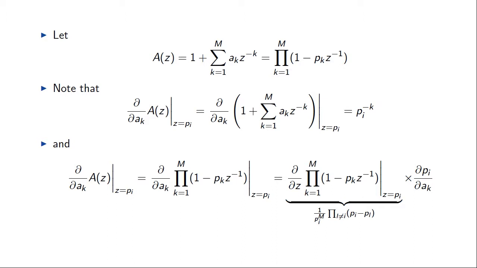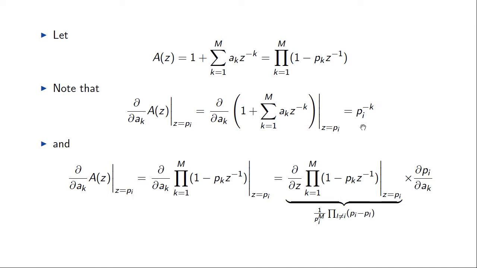So if we evaluate it at pole p_i, what we will get for this derivative is simply p_i to the minus k, and that's easily proven by simply taking the derivative of this with respect to a_k, which only leaves z to the minus k, and then we insert the value of the pole to get the final derivative.